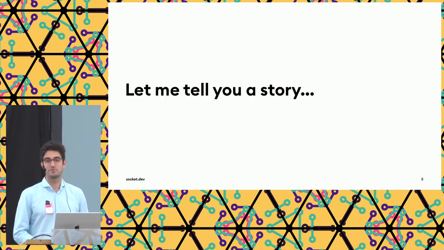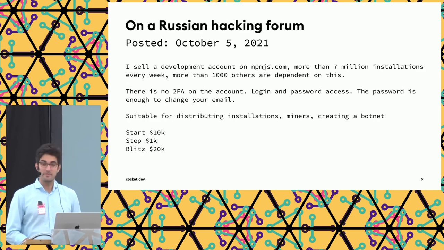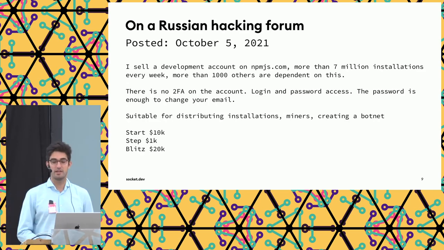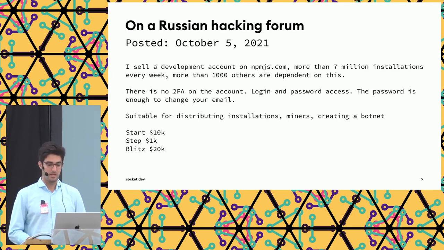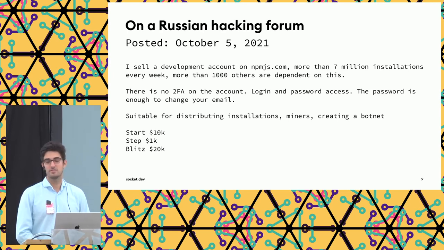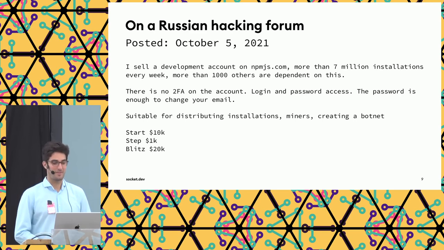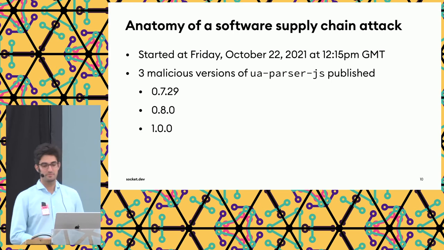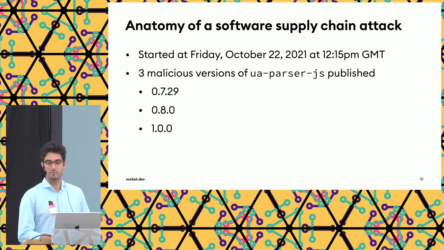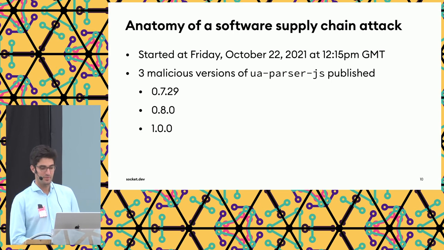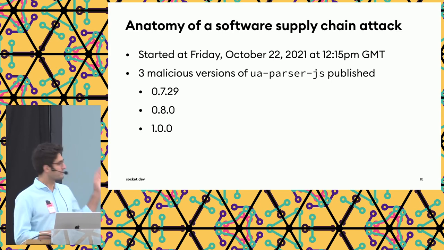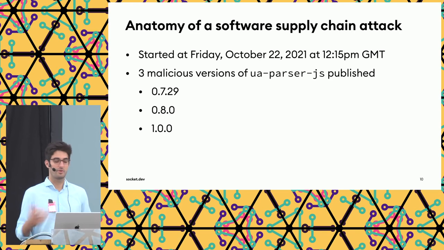Now let me tell you a different story. On October 5th, 2021, on a notorious Russian hacking forum, this post appeared. This is a hacker selling the password to an NPM account that controls a package with, what does it say? Over 7 million weekly downloads. If that number sounds familiar, it's referring to the UA Parser.js package. So 2 weeks after that post appeared, the UA Parser.js library was compromised, and three malicious versions were published.